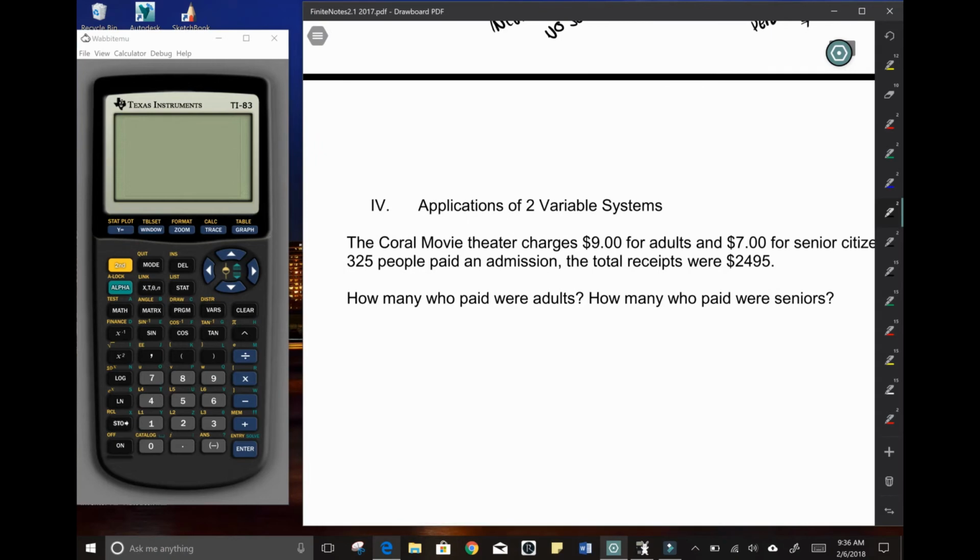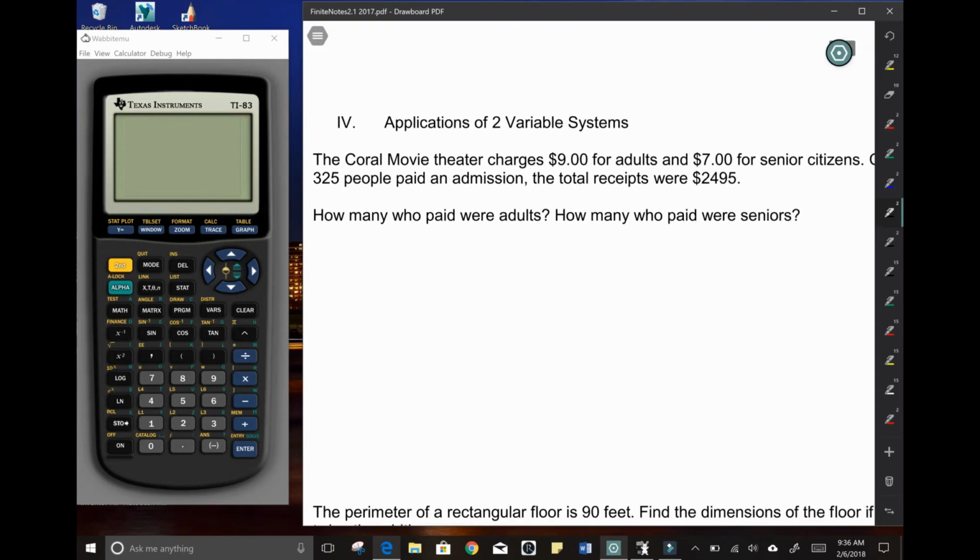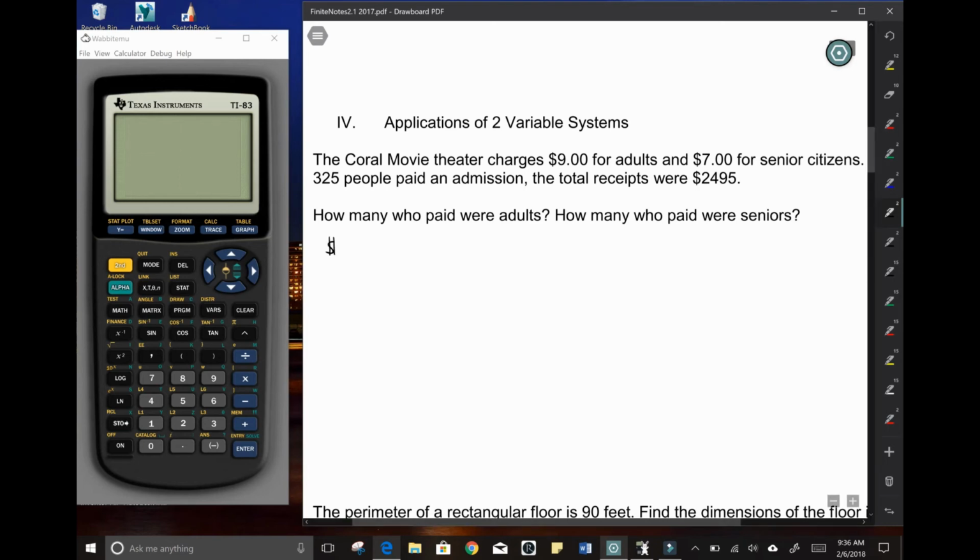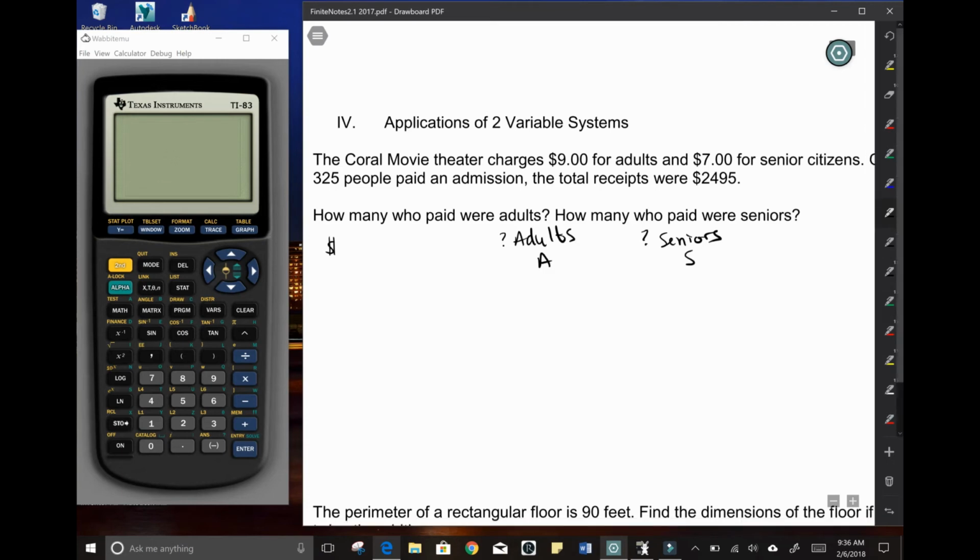The last stuff are the application problems. Oh my. So we warmed up with these last chapter. Really, it's all about making your two equations. I would have one with one unit, one with the other. Now, the first thing is, how many people paid were adults? Okay, what do you want to find? We want to find the number of adults and the number of seniors. So let those be your variables, maybe A and S. That works out, okay? And let's begin to decipher our equation.